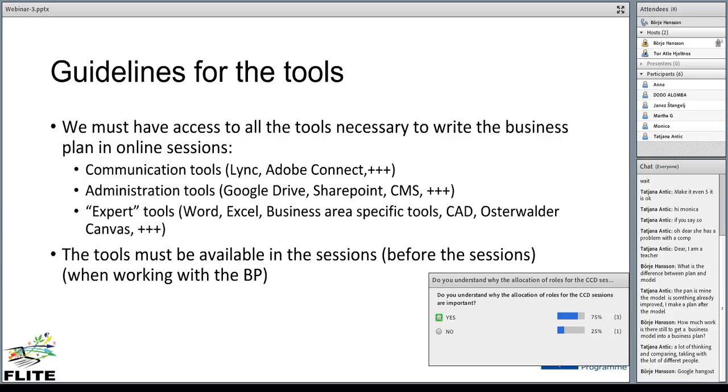And the question was, do you understand why the allocation of roles for the CSD sessions is important? And as you said in the last slide, we don't think that one person can handle all these expertise. That's why you're doing this BMY. You're looking at how good an entrepreneur you are, what expertise you have, and then you hopefully realize that you need help from some other people around you.